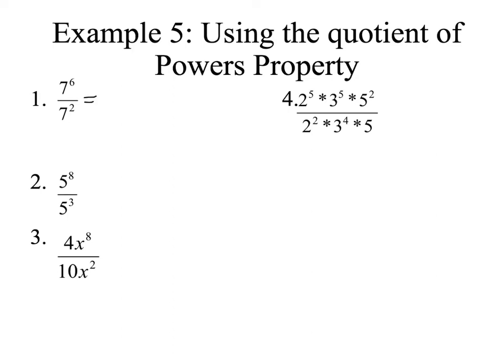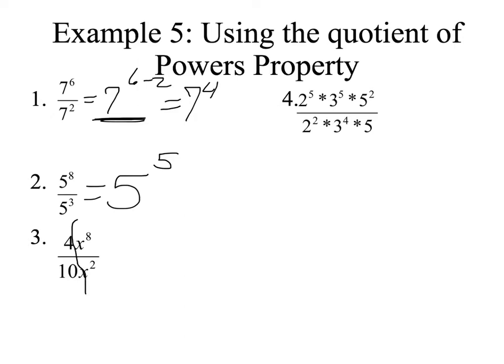So looking here at the first one, we have 7 to the 6th over 7 squared. Our bases have to be the same. And you always do the numerator minus the denominator. 6 minus 2 is 7 to the 4th power as our final answer. Again, if you can do the subtraction in your head, you don't necessarily need to write this second step. So in number 2, my base is going to be 5. And then 8 minus 3 is 5. 5 to the 5th.